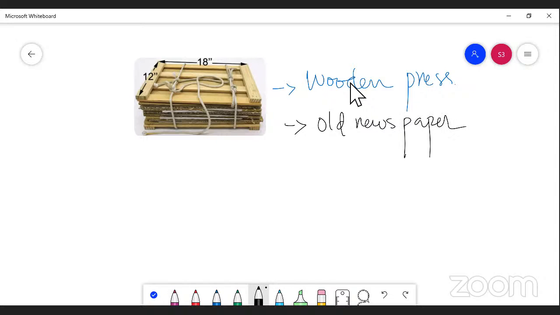When we open the knots of the rope, we get two wooden boxes. The size of the wooden box is 18 inches along with 12 inches, that means 12 inches width and 18 inches height. This is the size of the wooden press.